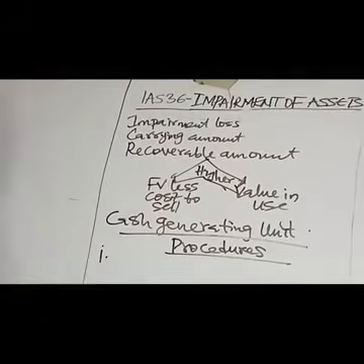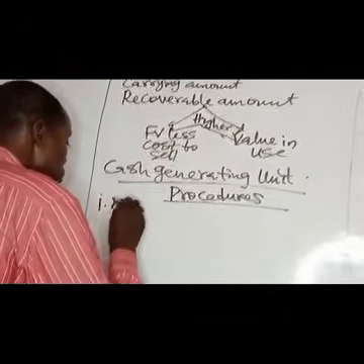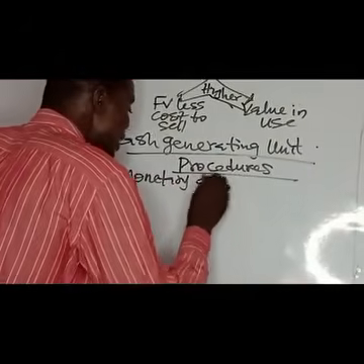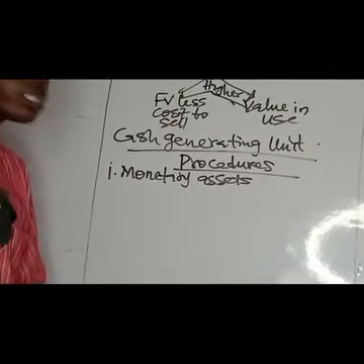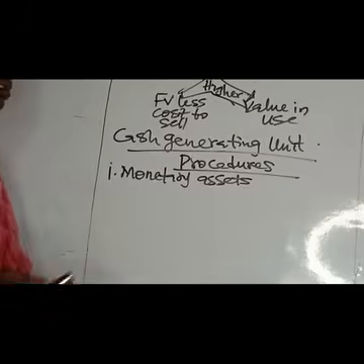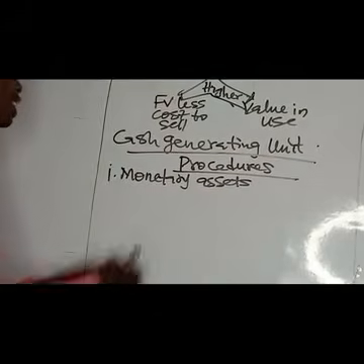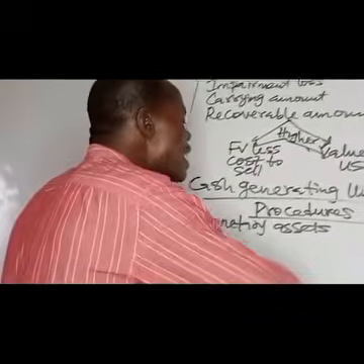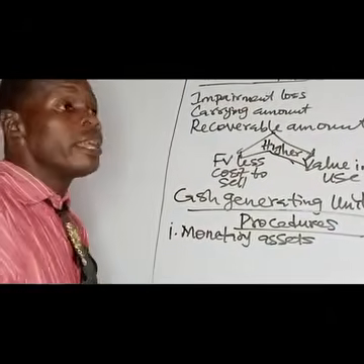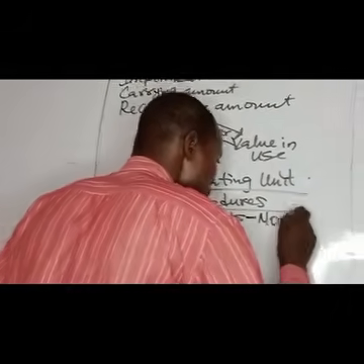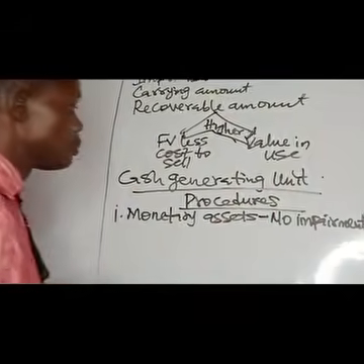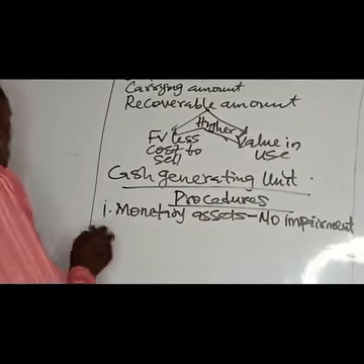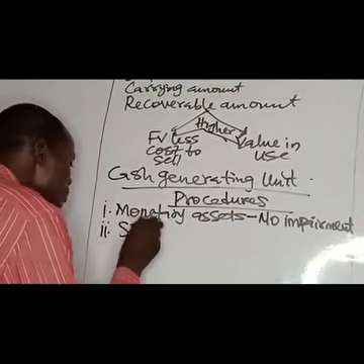Step 1, monetary assets, such as inventories, trade receivables. When you see those monetary assets, most especially current assets, inventory, trade receivables, cash, those monetary assets should not be impaired. No impairment. We exclude monetary assets from impairment allocation.